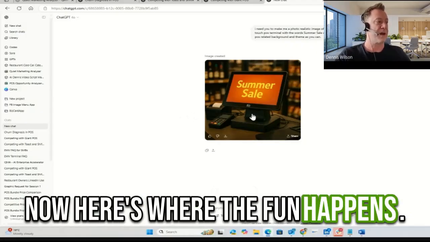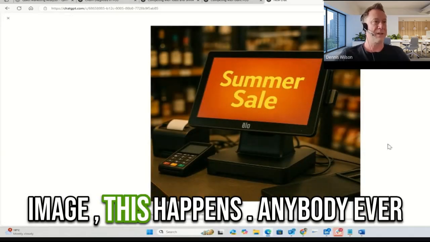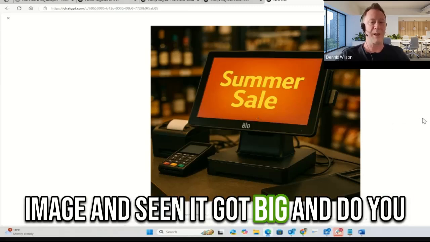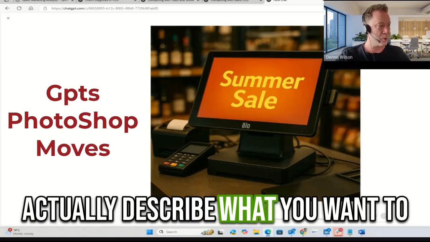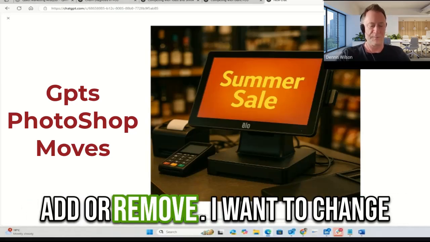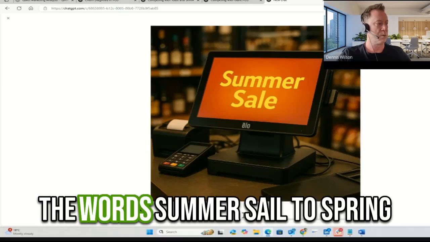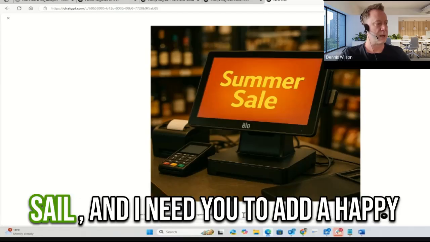Now, here's where the fun happens. And this is what a lot of people don't realize. If you click that image, this happens. Anybody ever done that? Anyone ever clicked the image and seen it get big? And do you know what to do? Well, you can actually describe what you want to add or remove. I want to change the words summer sale to spring sale.